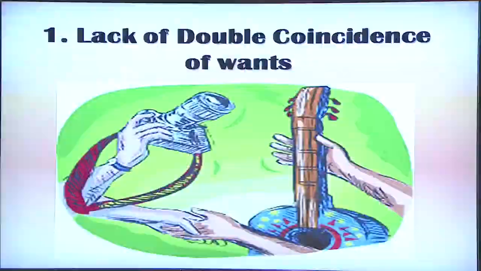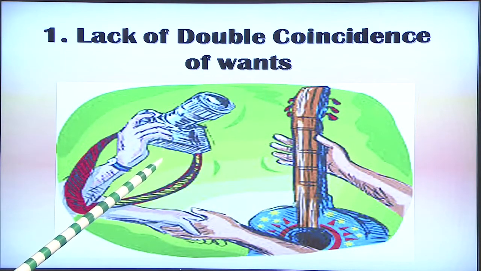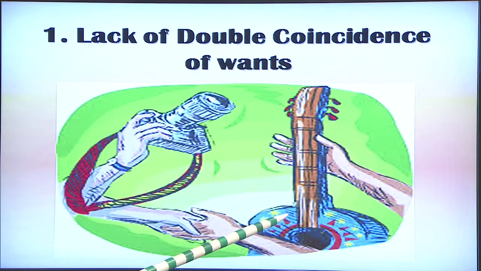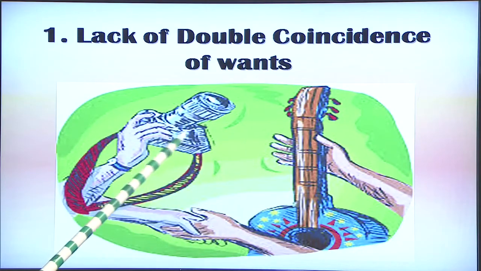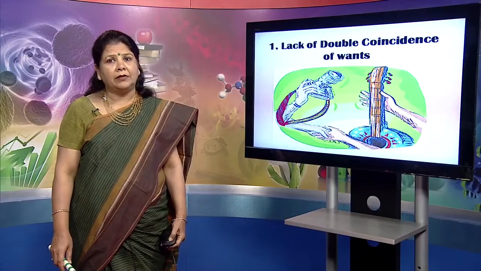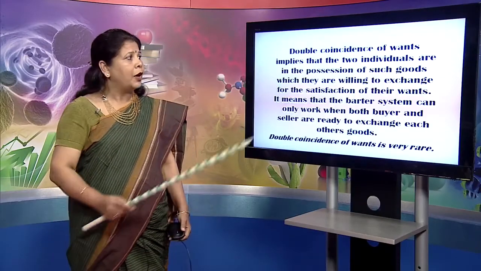The lack of double coincidence of wants. If somebody who needed to purchase a camera and had a guitar to barter for it, needed to find the one who needed a guitar and was willing to sell the camera, and this placed a lot of problem.